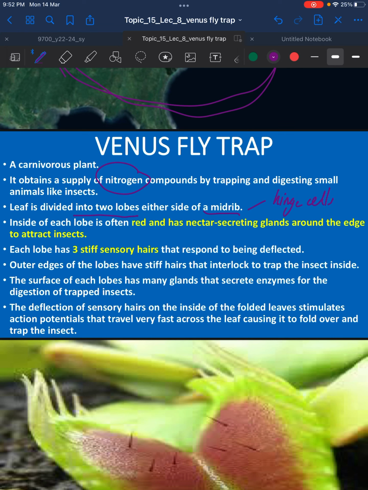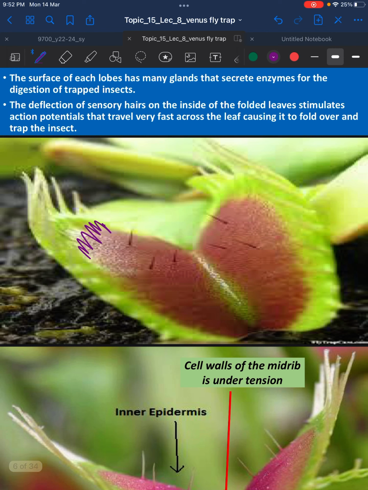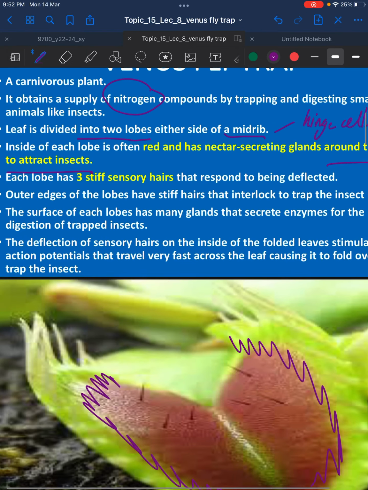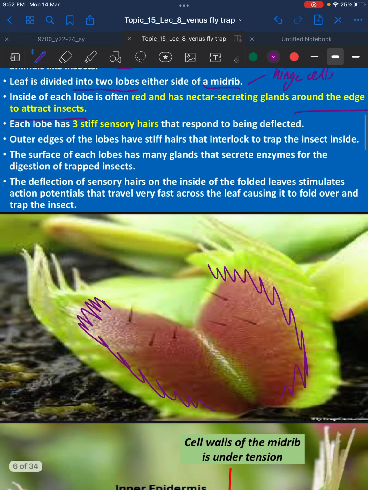The inside of each lobe is often red and has nectar around the edge, in this region here. Each lobe has three stiff sensory hairs that respond to being deflected. So here we have 1, 2, 3, and then 1, 2, 3. These are all sensory hairs.